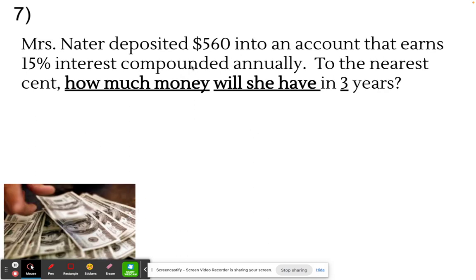Mrs. Nader deposited $560 in her bank account that earns 15% annually. That would be a nice interest rate. 560 is how much she's depositing. That's her initial amount. We want to know how much money she's going to have in 3 years at 15% interest.